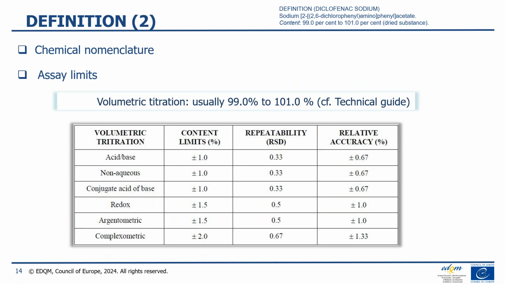I have just mentioned the usual limits for the volumetric titration. However, the limits will be set taking into account the type of the titration, but also the results from the repeatability and the relative accuracy during the experimental verification. The decision table that you see on the screen is part of the technical guide for the elaboration of monographs, which is freely available on our website.